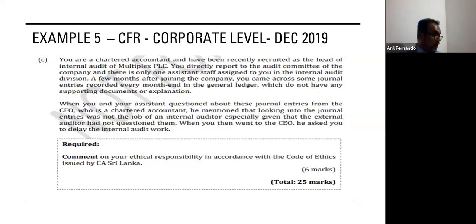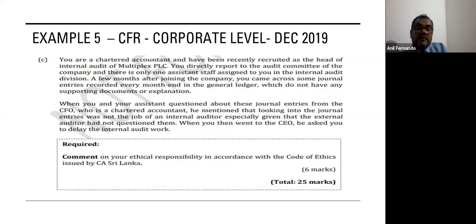Then example number 5. I have taken it from December 2019. Actually, this is the paper before the new syllabus. I wanted to just highlight a little bit of vagueness in this action verb. For example, simply forget about these texts or paragraphs. If you read it: comment on your ethical responsibility in accordance with the Code of Ethics issued by CS Sri Lanka. How do you feel? Of course, you may have some understanding of the guidelines because you have gone through the Code of Ethics issued by CS Sri Lanka. Therefore, basically, you may talk about ethical responsibilities and all those things.